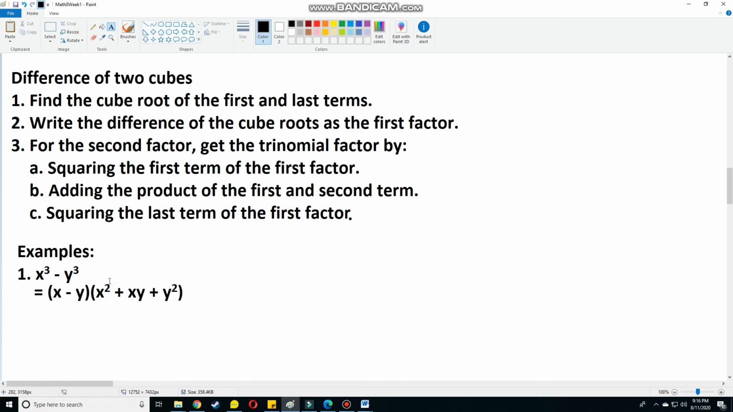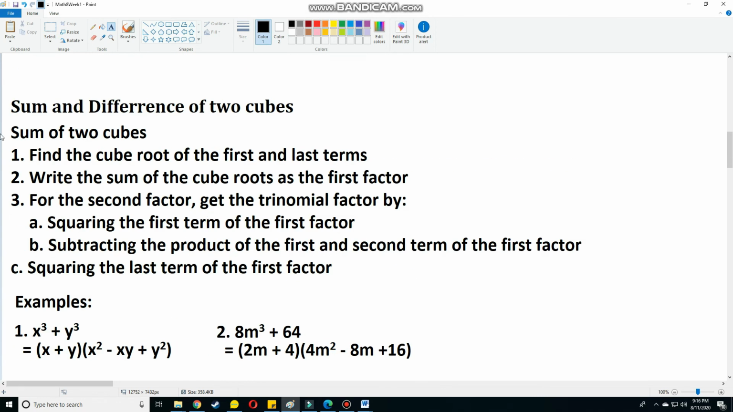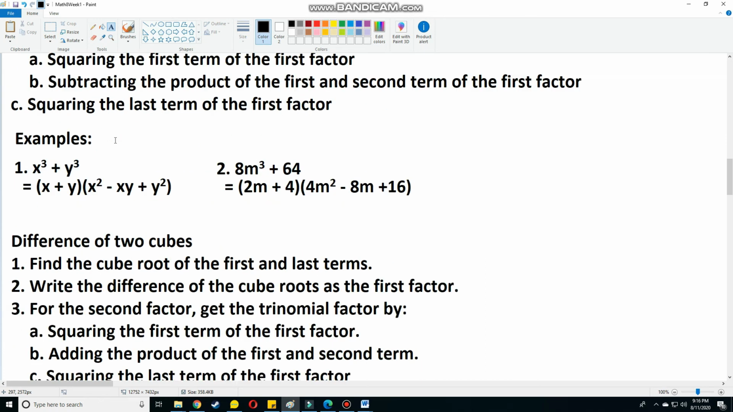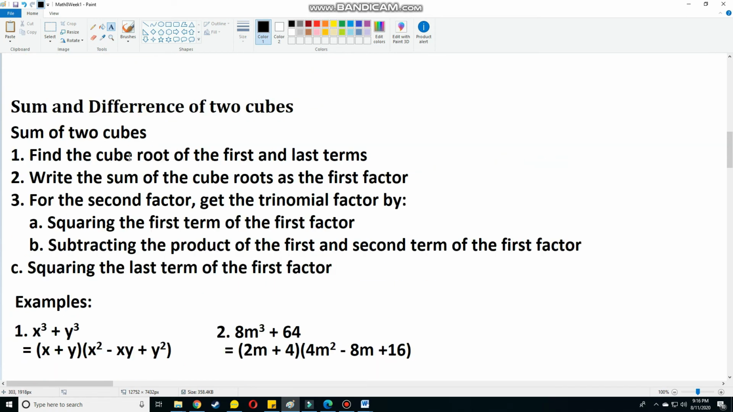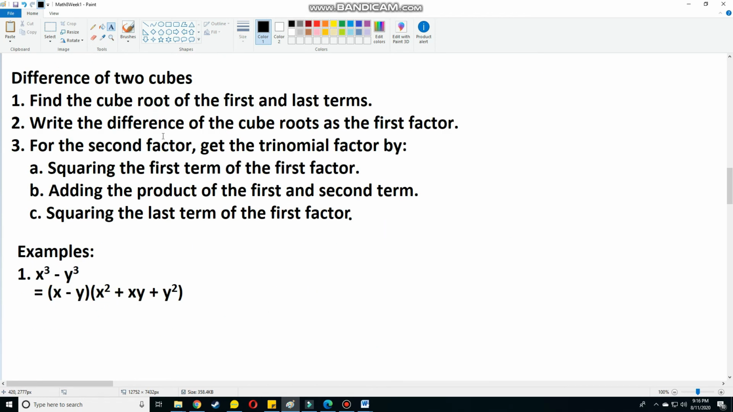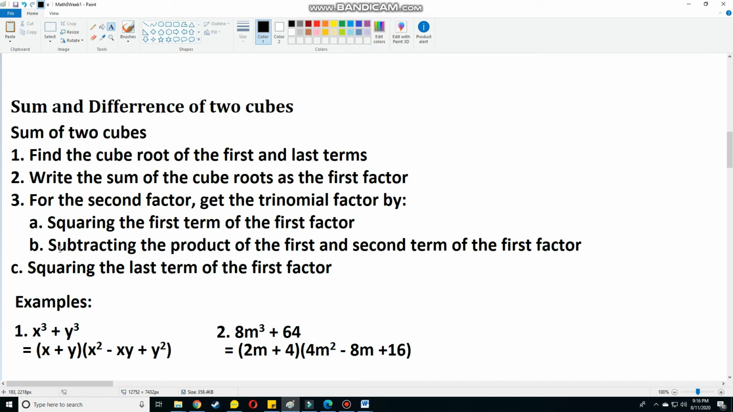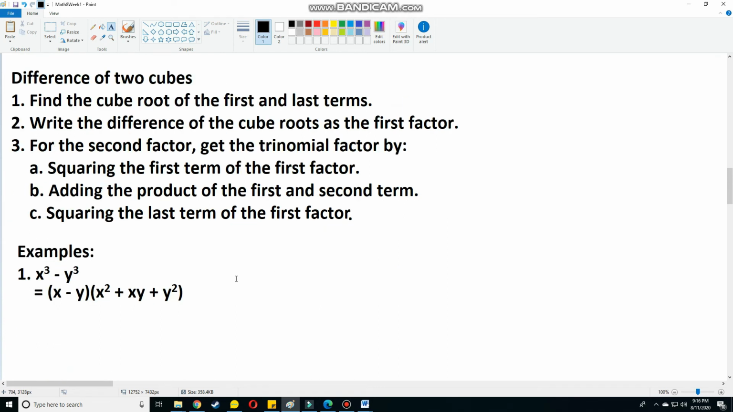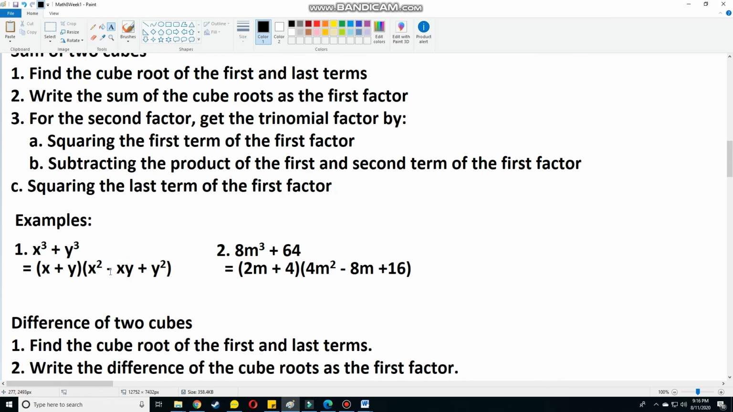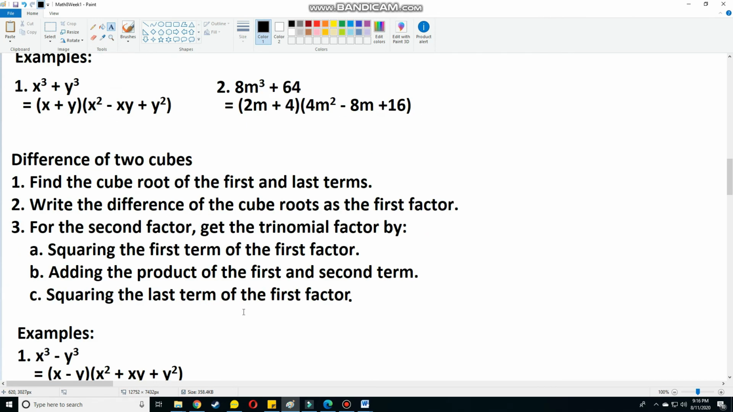So how did they differ, the sum of two cubes from the difference of two cubes? We could say on the sum of two cubes we would write the sum here, and here we would write the difference. In this case we would be adding the product of, so that would be addition, and here it would be subtraction. Okay, let's have another example.